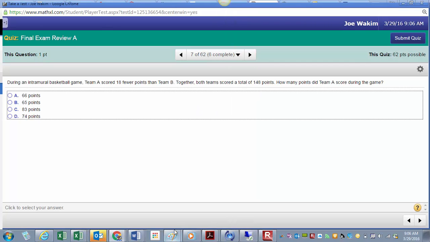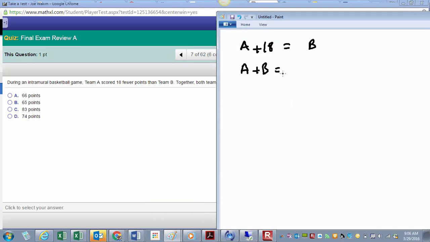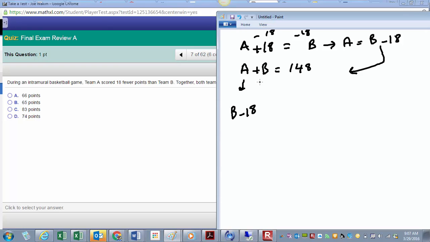148 points. Together they scored 148 points. So now all we have to do is, from here, we can subtract 18 from both sides. And this means A equals B minus 18. Replace this in the second equation for A. Instead of A, we're going to put B minus 18 and then add B. And then you get 148.